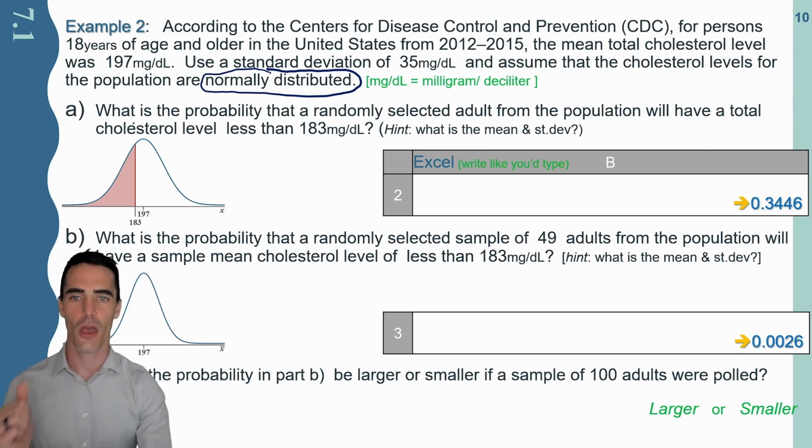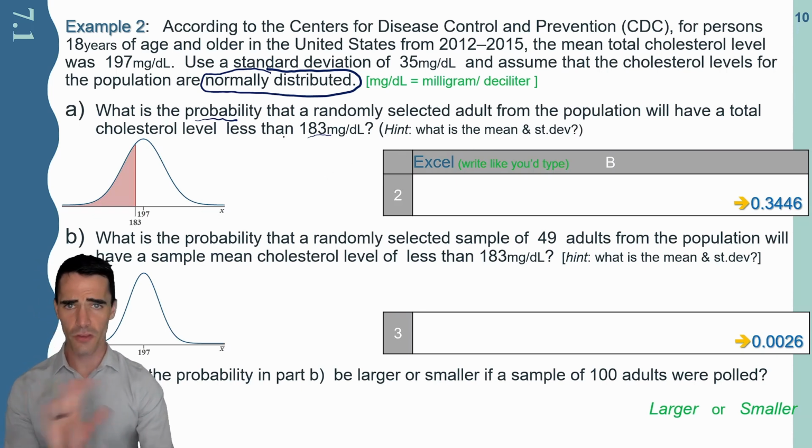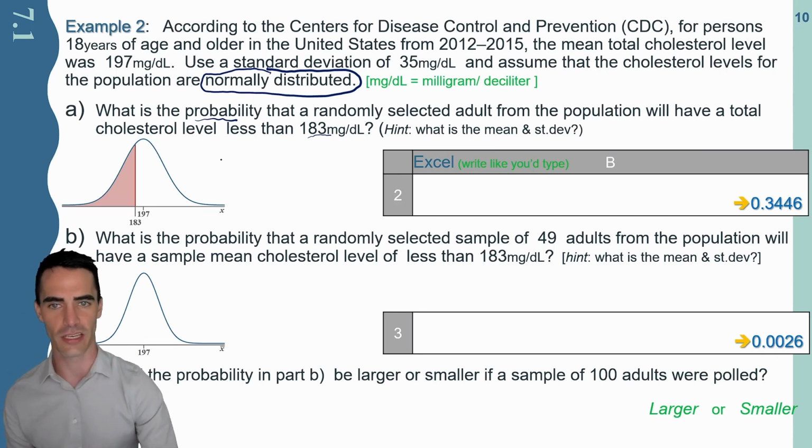Let's dive in. What is the probability that a randomly selected adult from the population will have a total cholesterol level less than 183 milligrams per deciliter? Here's a little hint. What is the mean and standard deviation? So they're asking us probability. I can start right away. This graph is actually related, but I'll get into it in a minute.